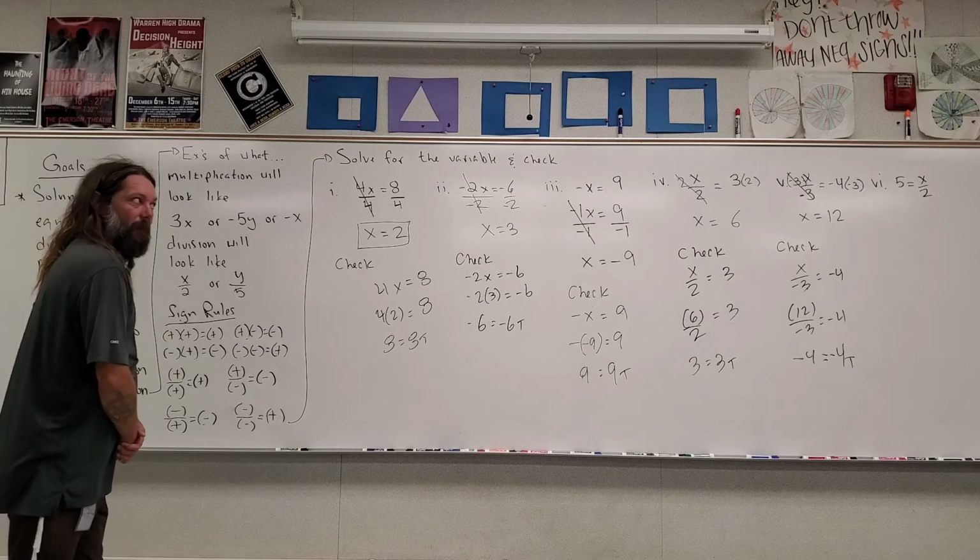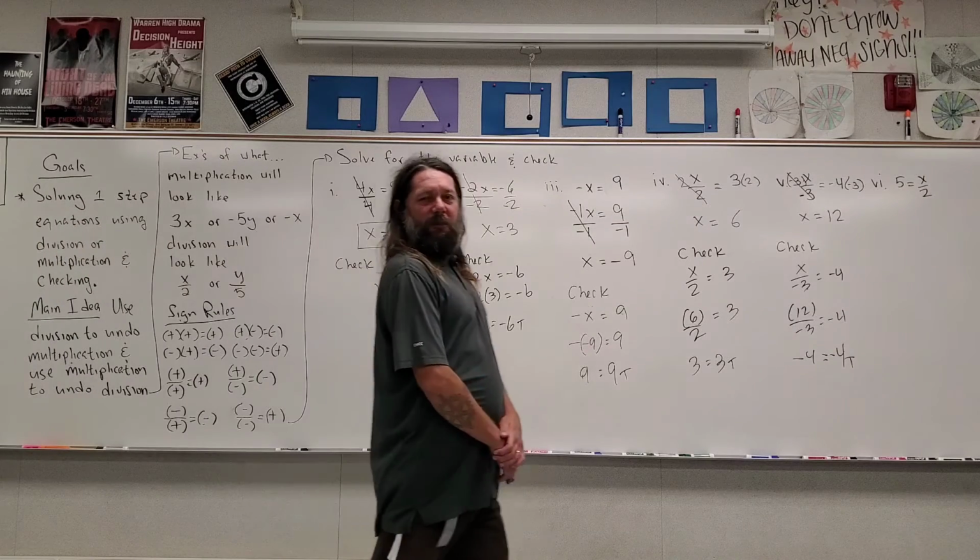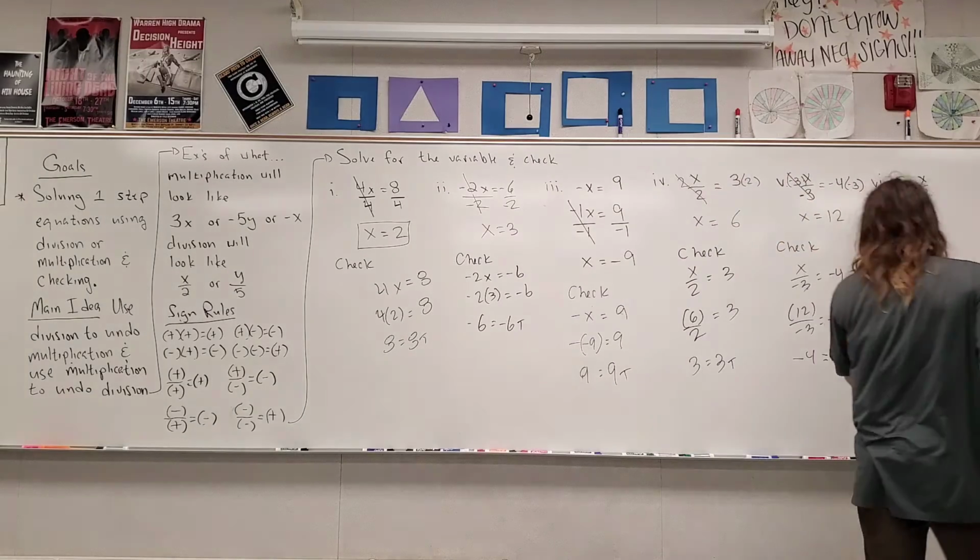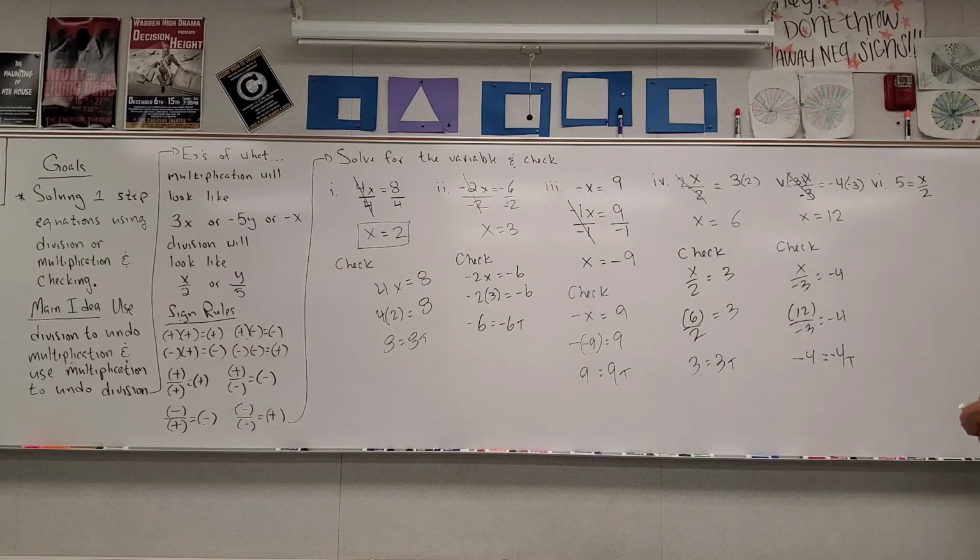The last problem, and I wish I would have had one more problem. I'll explain why here in a second. The last problem. 5 equals x over 2. Now, this problem, I have the x on the right side, and I should have had the x on the right side in the first 3 problems, but I can explain that away real quick. Alright, but the idea doesn't change.